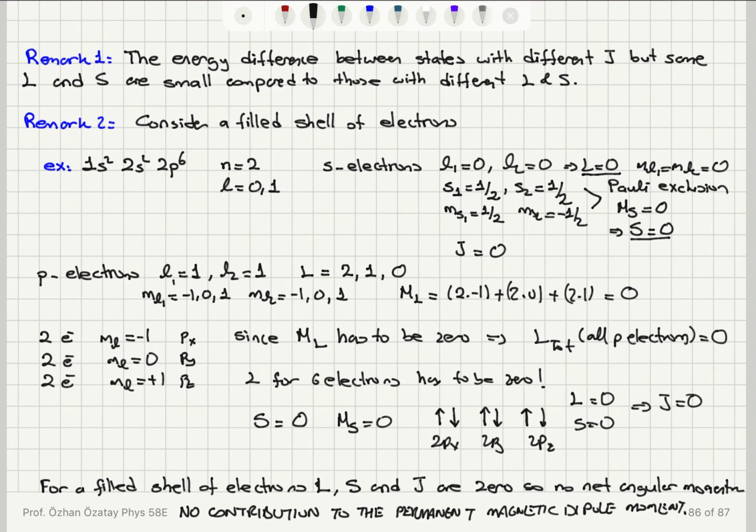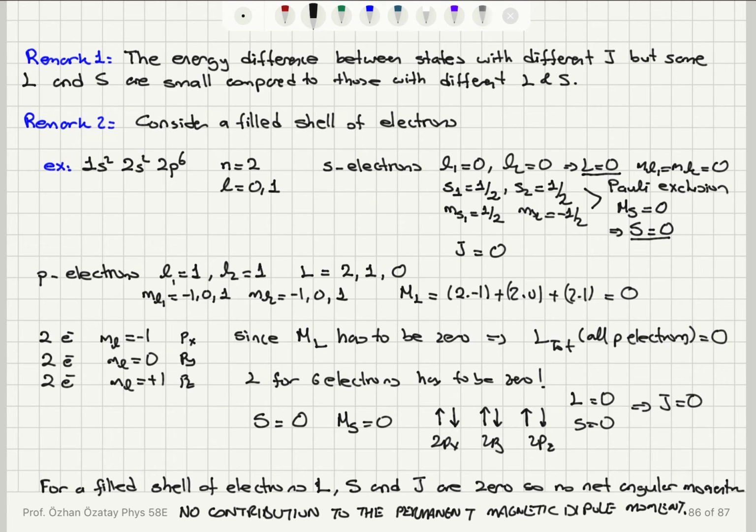Now I had two remarks. If you have different J values for the same set of capital L and capital S values, the energy difference is not significant compared to having different capital L and capital S values as well.